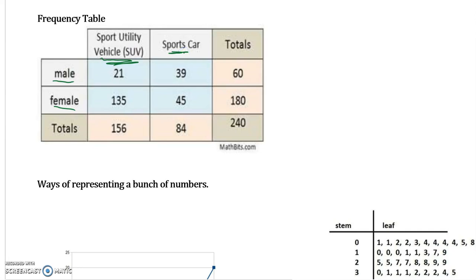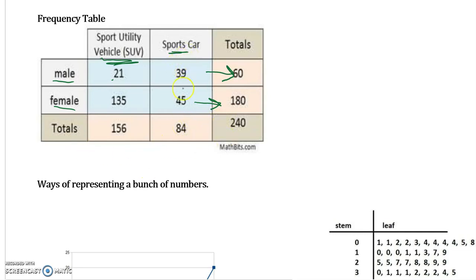And just looking at the table, you can see that 21 males in the study drove an SUV, 39 drove a sports car, and you can see the females here as well. The important thing to note is the totals. There are 21 and 39 males in the study, which represent 60 people in the total. There are 135 and 45 females in the study, which total up to be 180 females.